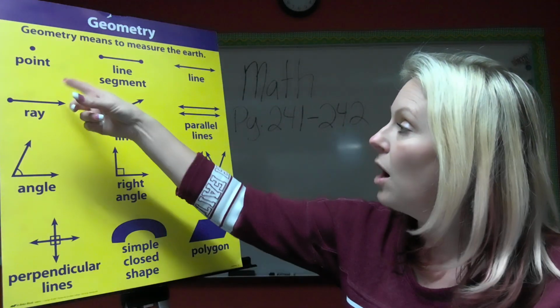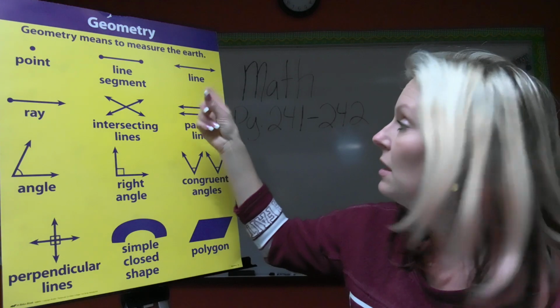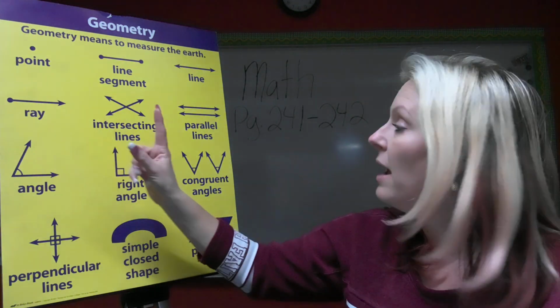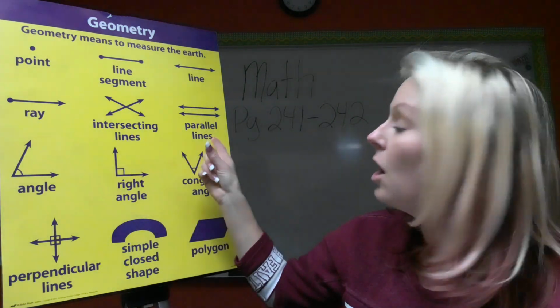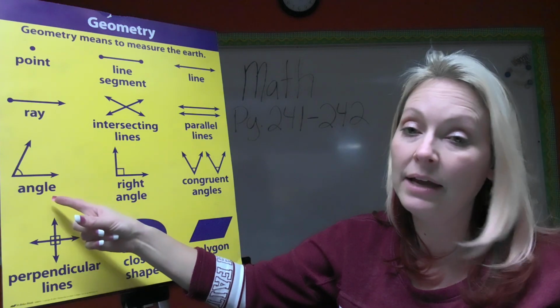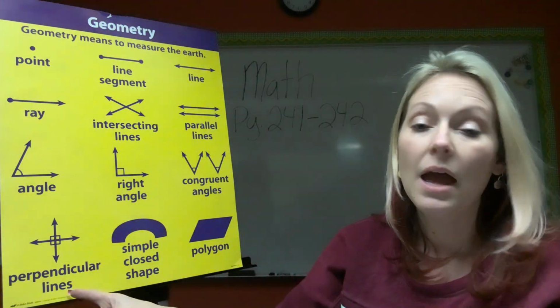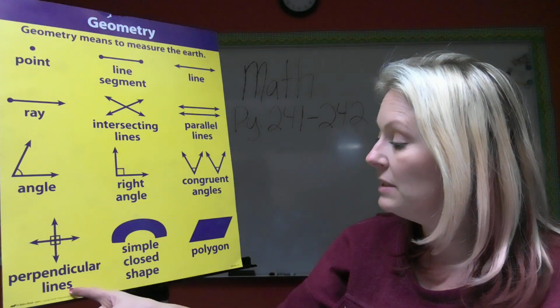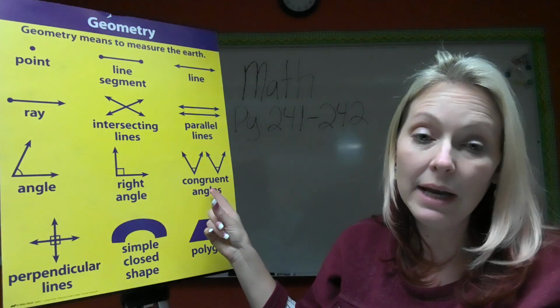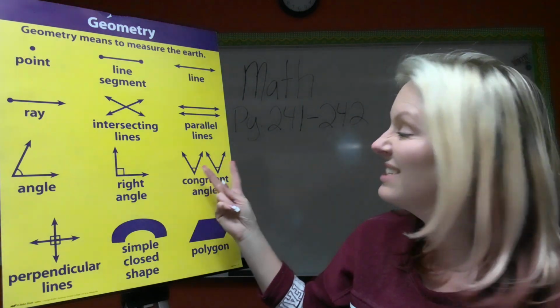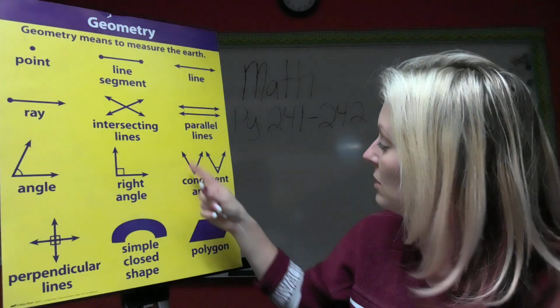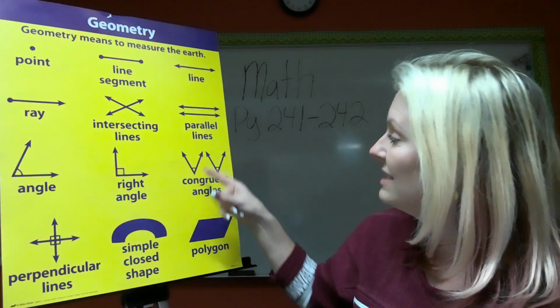So we've gone over our point, our line segment, our line, our ray, our intersecting lines, our parallel lines, our angle, right angle, and we also have perpendicular lines. Our congruent angles are right here, which means they're exactly the same. So I wanted to go over that a little bit with you. That means they're exactly the same.